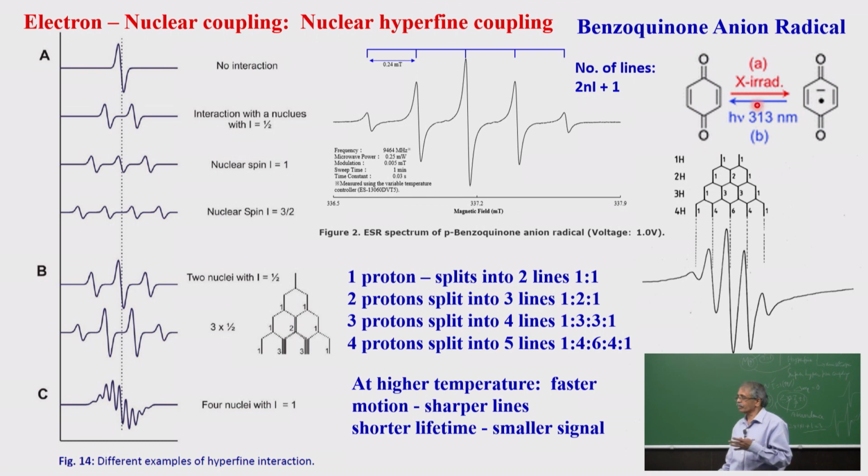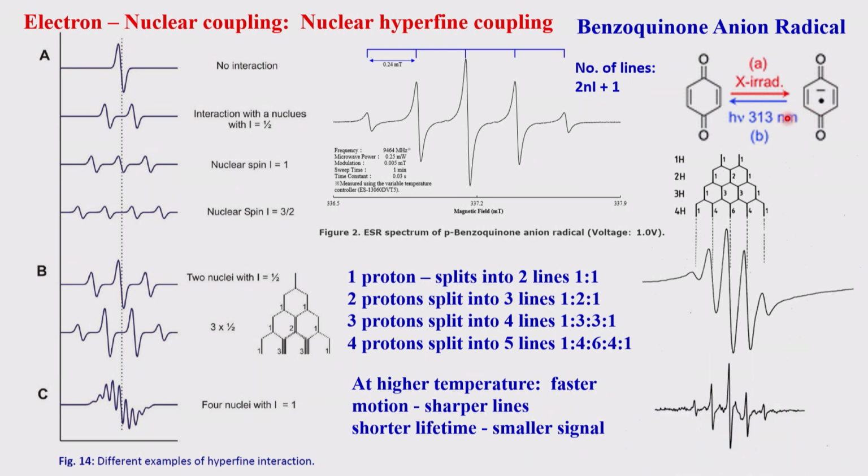If you irradiate with X radiation, that will create an anion radical. So the anion radical will not sit in one place; it will be moving over the entire pi skeleton. When it comes here, it will interact with this hydrogen, and when it comes here, it interacts with this hydrogen. So that means the unpaired electron, which is moving over the total pi system, will interact with 1, 2, 3, 4 hydrogens.